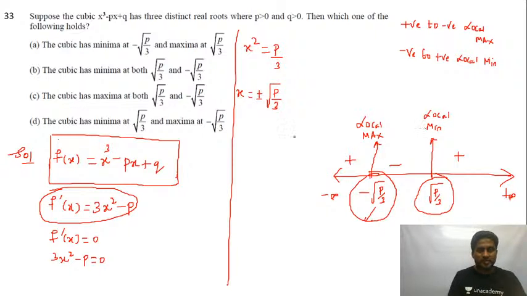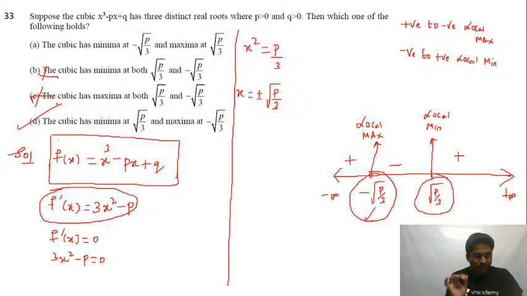Now see the options. The cubic function has both maxima, both minima. This is ruled out. Alright, both minima, this is ruled out. You understand? It has minima at root of p by 3 and maximum at minus root of p by 3. Answer is option D only. Did you understand, guys?